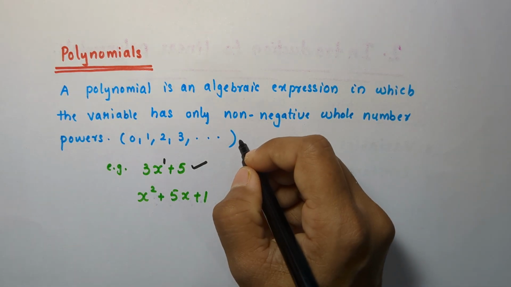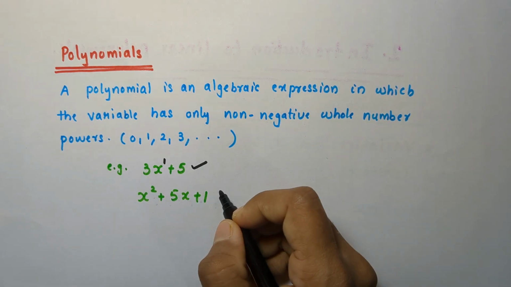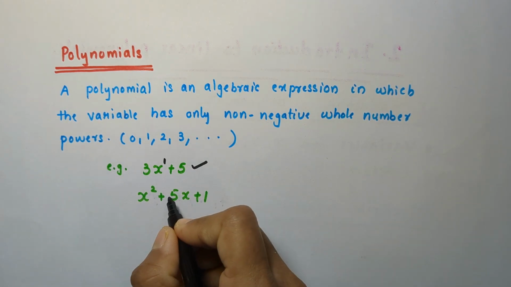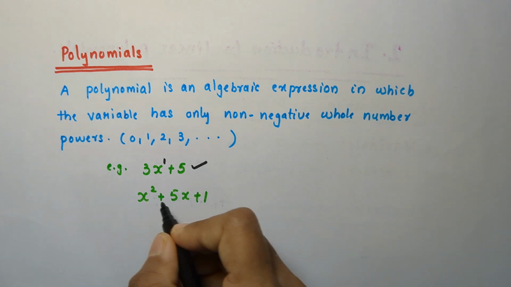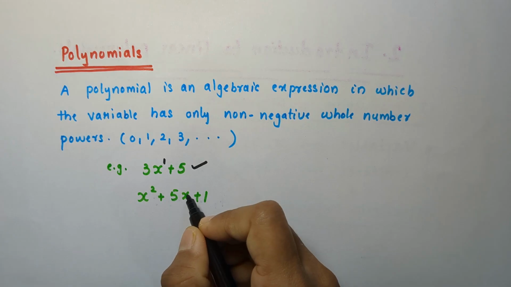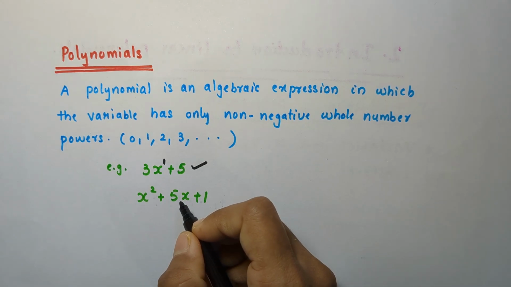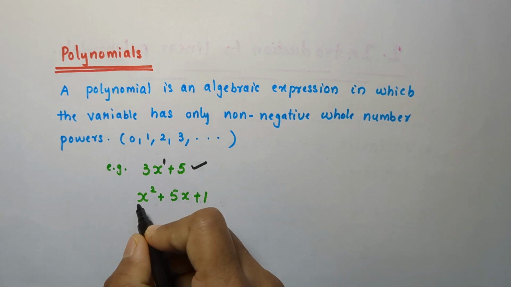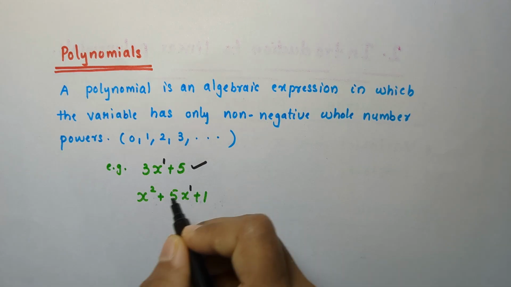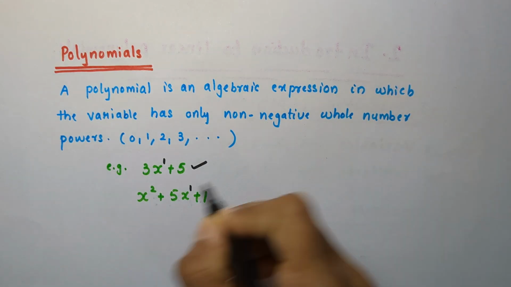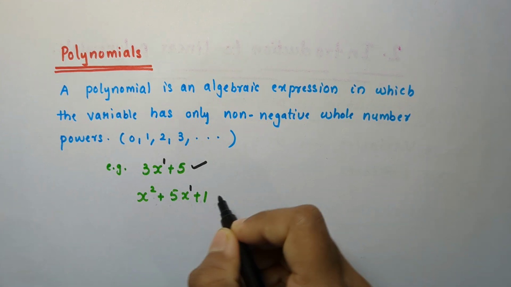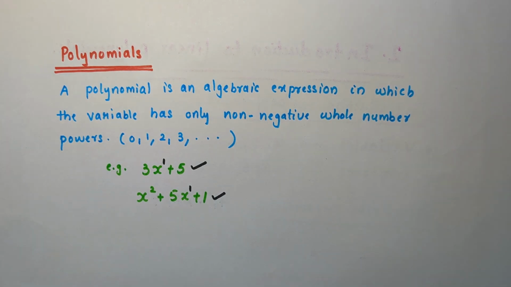Another example of a polynomial is x square plus 5x plus 1. This is an algebraic expression because x is the variable here, 5 and 1 are constants, connected by the arithmetic operation addition. So this is a polynomial. Why? Because the power of this variable is 2 here, and x means x raised to 1, so the power is 1 here. So the powers are non-negative whole number powers. 2 is a non-negative whole number, 1 is a non-negative whole number. So this is also an example of a polynomial.